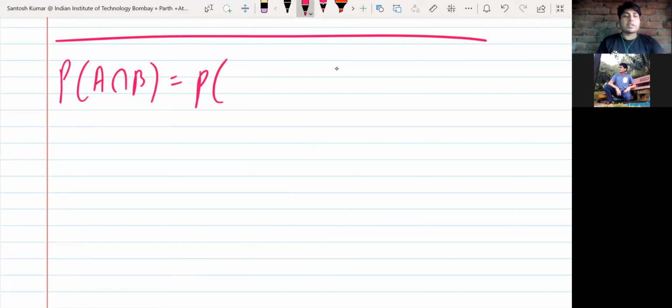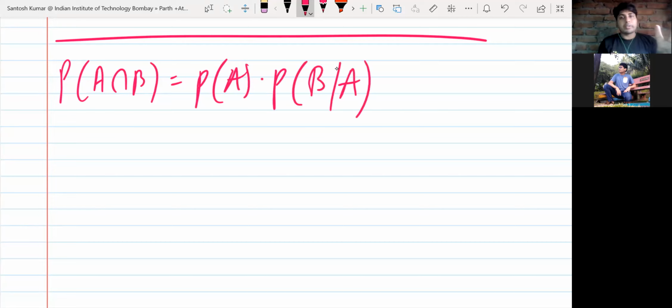What is the meaning of this? What is the significance? There are two events A and B, and you want to find the probability of occurrence of both the events A and B. So what is probability of A intersection B? You can write probability of A into probability of B given A. First you write the probability of occurrence of A, and then multiplication. Then what is the probability of B when you know that A has already occurred, because you have taken probability of A here. And the second thing you can write, you can start with B first, no problem.